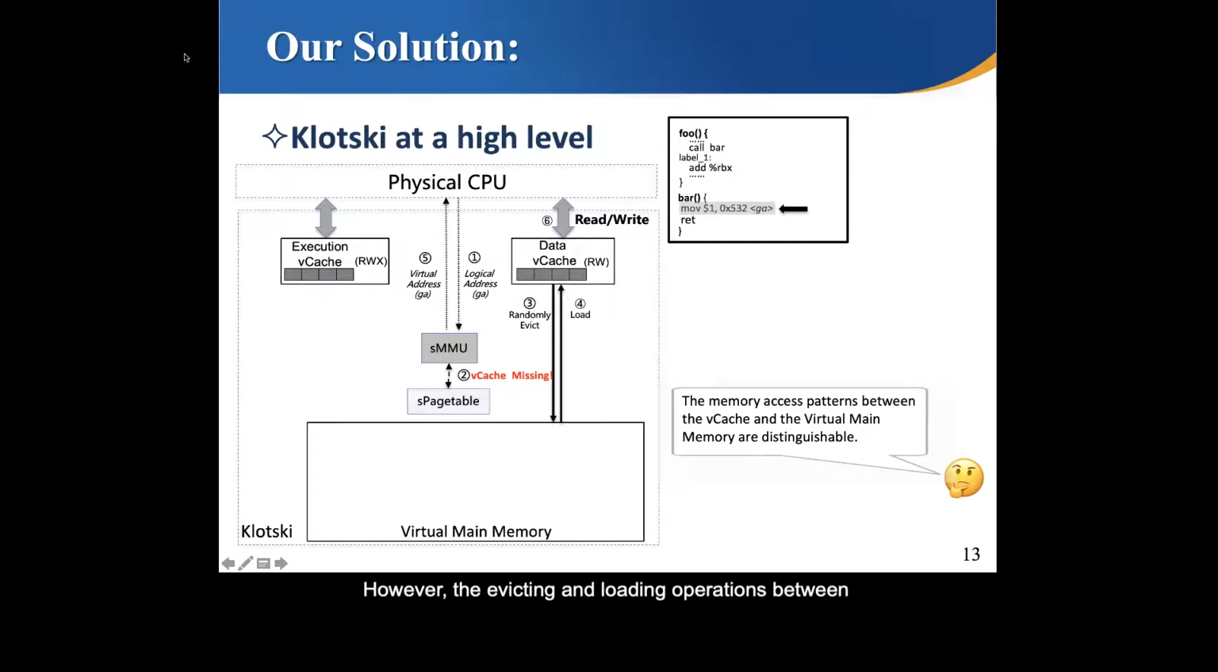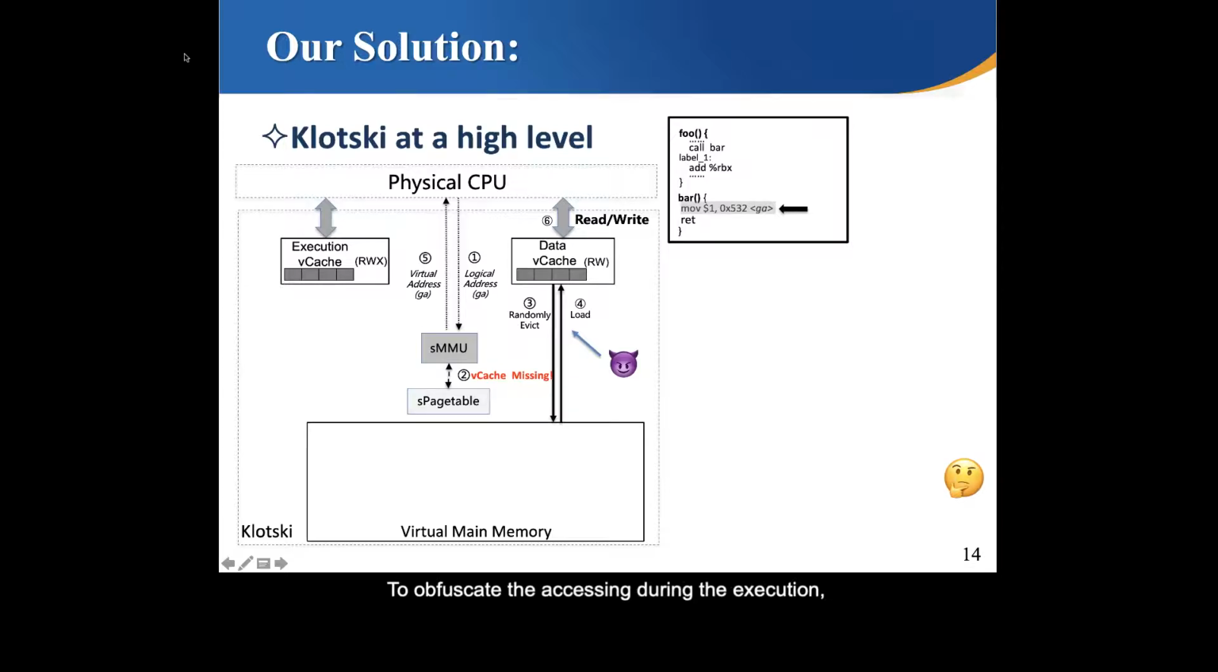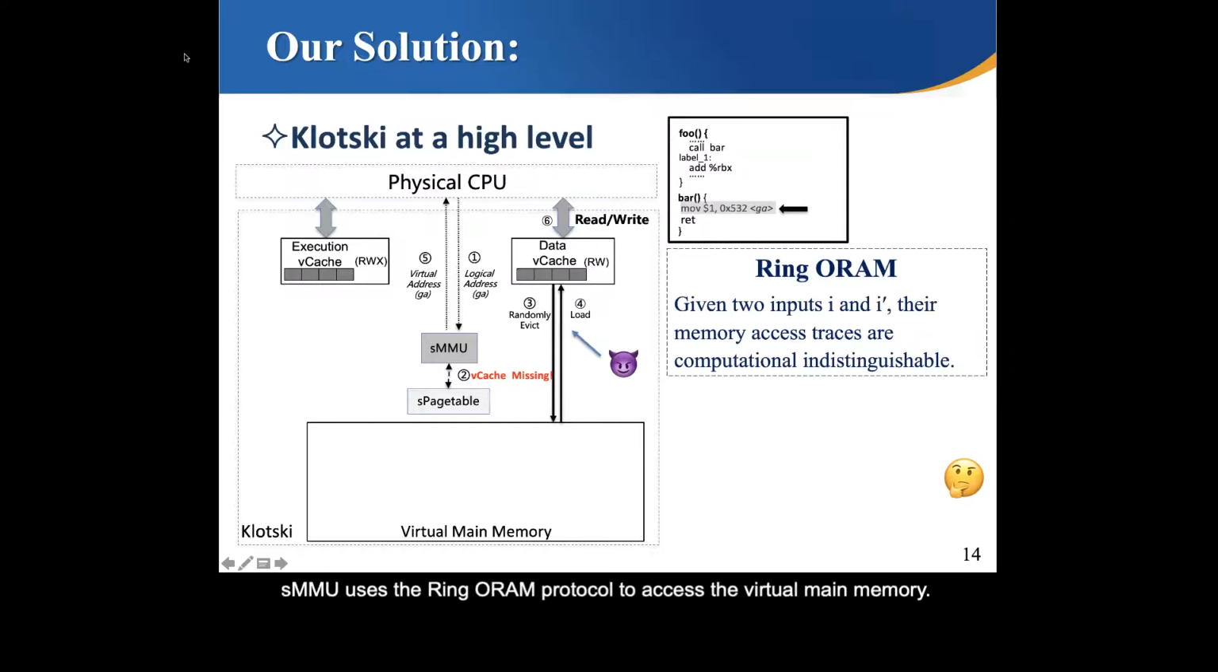The evicting and loading operations between the vcaches and the virtual main memory are vulnerable. Attackers can recover some sensitive information by observing the replacement patterns. To obfuscate the accesses during the execution, the SMMU uses the Ring ORAM protocol to access the virtual main memory.